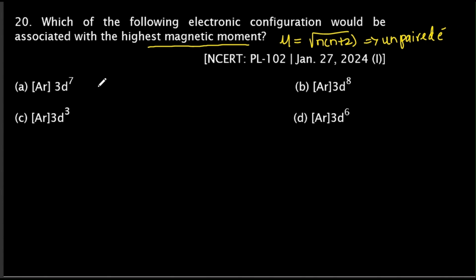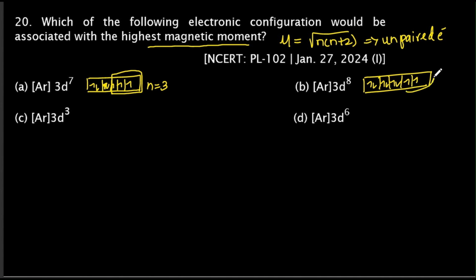So for the first option, 3d7 is given. So if we draw the configuration like this, 1, 2, 3, 4, 5, 6, 7. So in this configuration, you are having 3 unpaired electrons. So n equal to 3. Then in option B, 3d8 configuration is given. 1, 2, 3, 4, 5, 6, 7, 8. So remaining 2 unpaired electrons are there, n equal to 2.